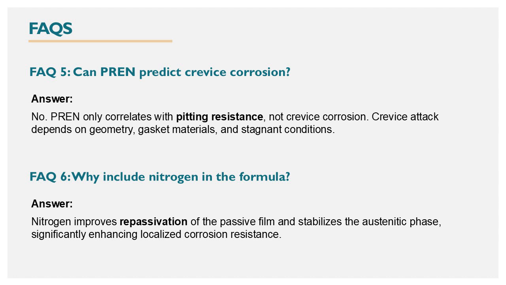Question number 6. Why include nitrogen in the formula? The answer is, nitrogen improves repassivation of the passive film and stabilizes the austenitic phase, significantly enhancing localized corrosion resistance.